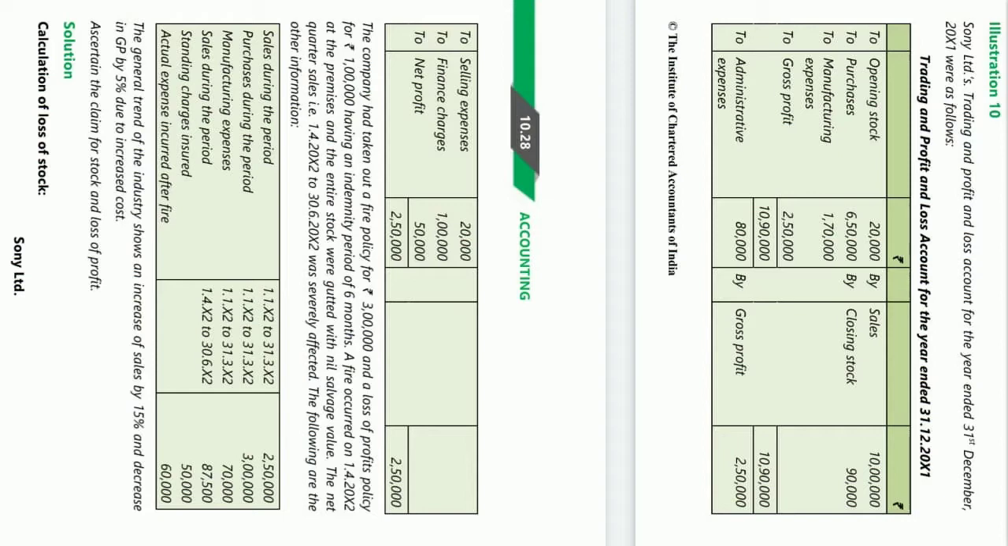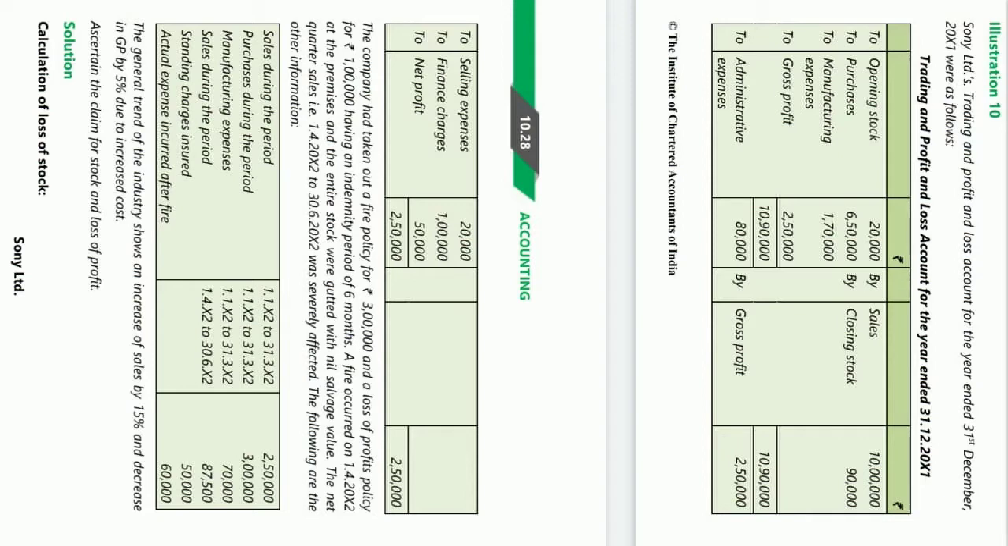So we have to prepare the memorandum trading account, from which we find out how much stock was destroyed by fire, and then by applying the average clause, with or without the average clause, how much claim is admissible by the insurance company. This is one important point. After that, the loss of profit policy of rupees 1 lakh has also been taken. The fire occurred on 1/4/2012 at the premises. The entire stock was gutted with a nil salvage value.